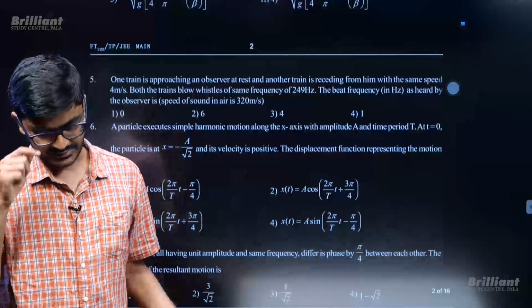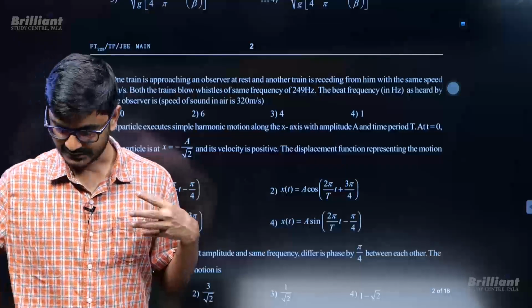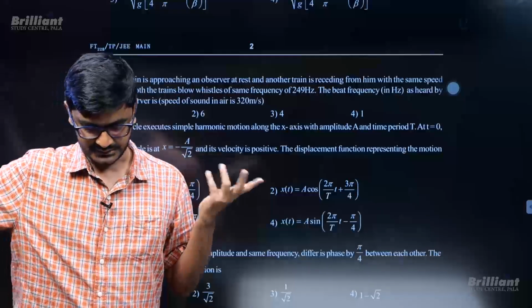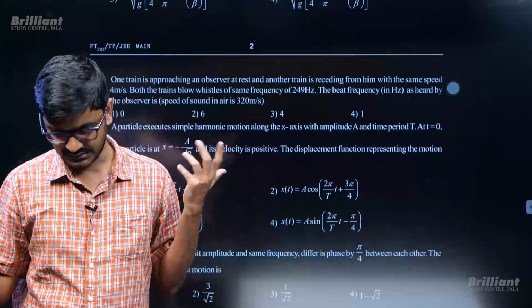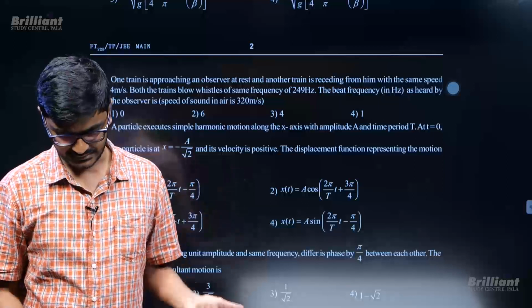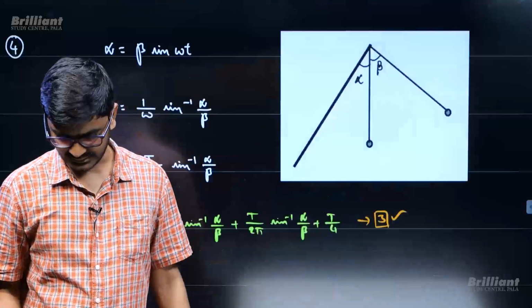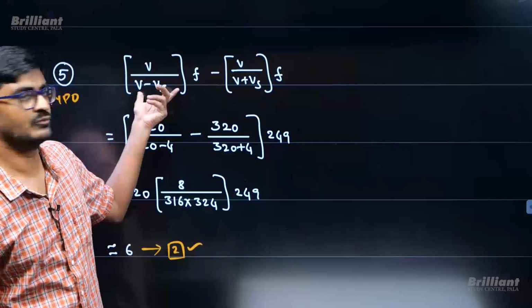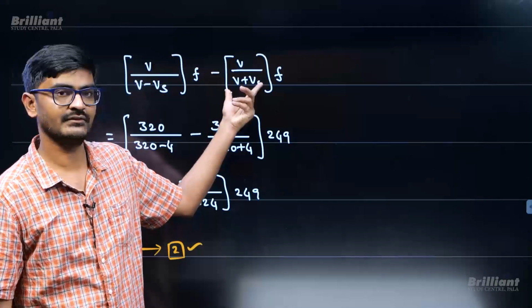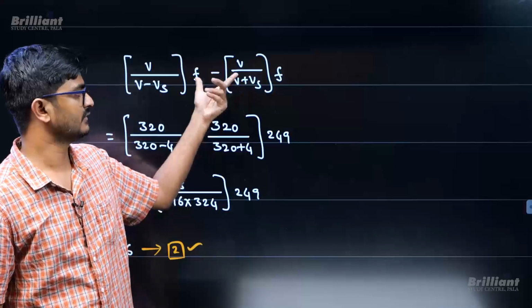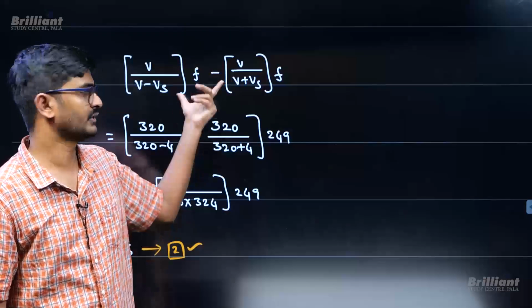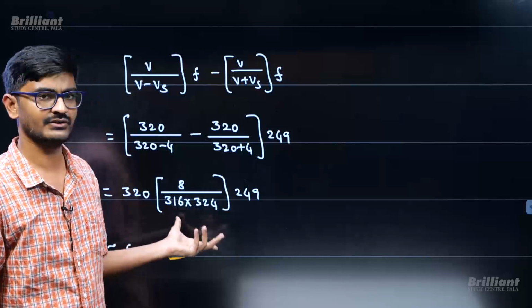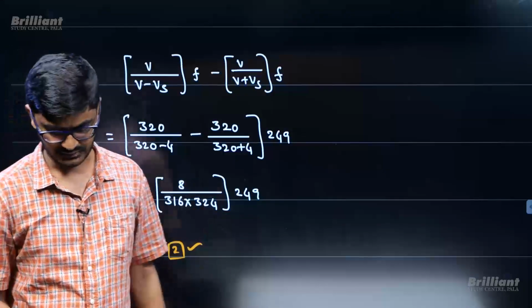Next question goes like this: one train is approaching an observer at rest and the other train is receding from him with the same speed. Both the trains blow whistles. The beat frequency as heard by the observer. So that's a straightforward question, right? One train is approaching, so you will be hearing more frequency. One train is going away, you will be hearing less frequency, and you need to find the difference, that is going to give you the beat frequency. Every value is given in the question. All you need to do is just substitute the values.